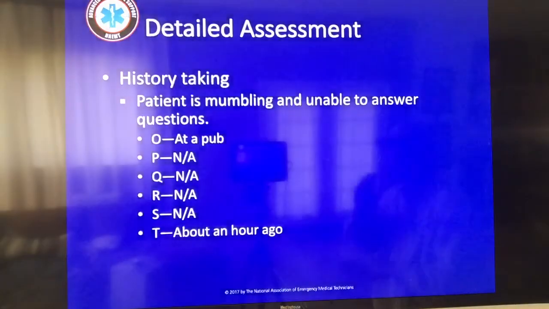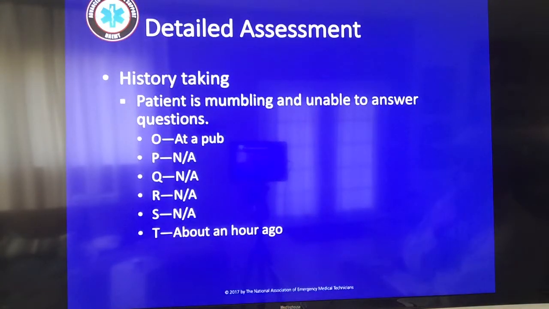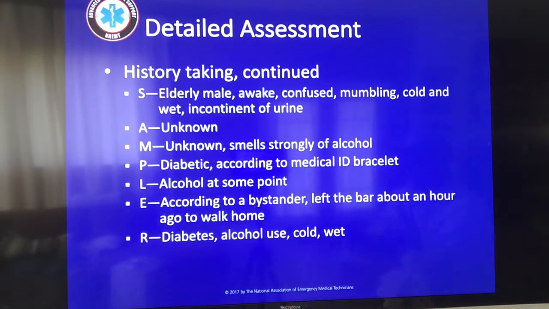If I go right into our OPQST, our history of present illness, really not getting much there. He was at a pub about an hour ago, so he hasn't been out in the environment that long. He's not on any meds that he knows of, but he looks like he may be a diabetic according to medical bracelets. You can smell the ETOH on breath. Bystanders say he left an hour ago from the bar.